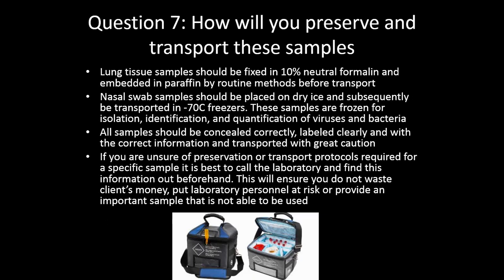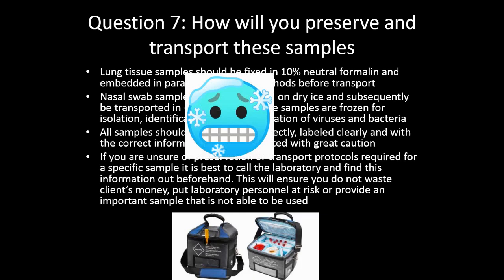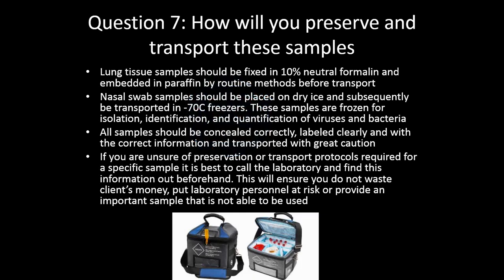After collecting these samples, the transport and method of preservation is important. Some tissue samples need to be put into formalin or other liquids, while other samples need to be stored at certain temperatures. For example, lung tissue samples should be fixed in 10% neutral formalin and embedded in paraffin by routine methods before transport. Nasal swab samples should be placed on dry ice and subsequently be transported in -70°C freezers. These samples are frozen for isolation, identification, and quantification of viruses and bacteria.